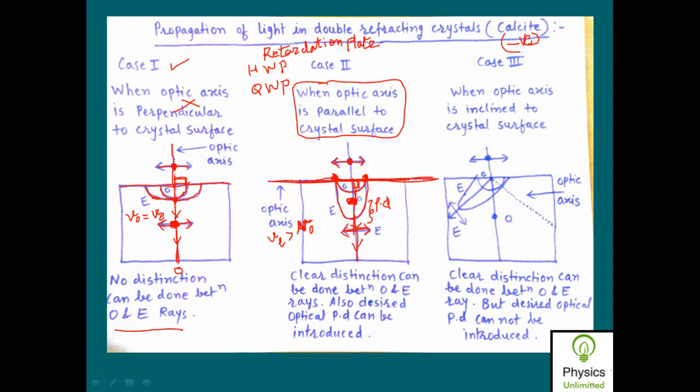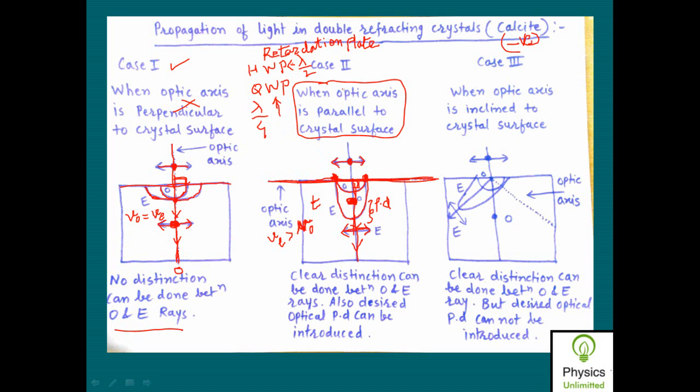This half wave plate means if we select the thickness of this plate in such a way that it introduces an optical path difference of lambda by 2 between the ordinary and extraordinary ray, then such a wave plate is known as a half wave plate. While if we choose the thickness of this plate in such a way that we introduce an optical path difference between the ordinary ray and extraordinary ray equal to lambda by 4, then it is called a quarter wave plate. Is it clear? Yes, sir.